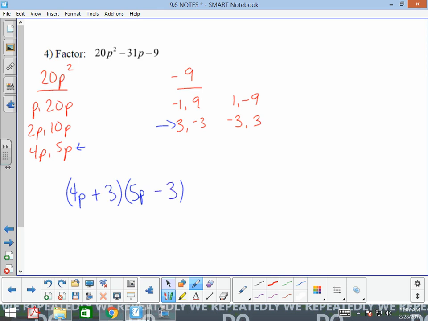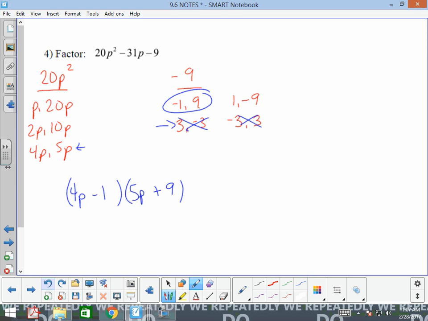All right, so check 20p squared. This is negative 12p. This is positive 15p. That gives us positive 3p. Not even close. We want negative 31p. So that's not even close. So it really won't even help me to switch the signs. So let's change up numbers altogether. So we know it's not these two. So let's go to negative 1 and positive 9.